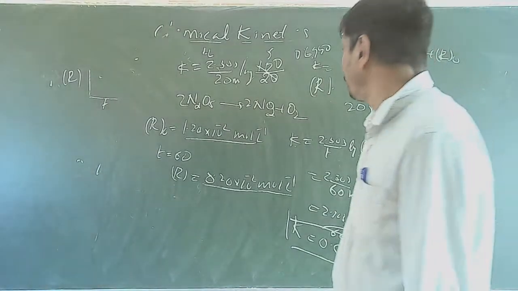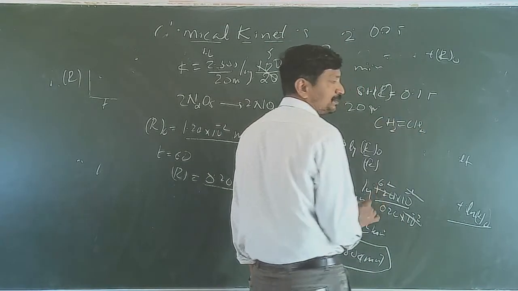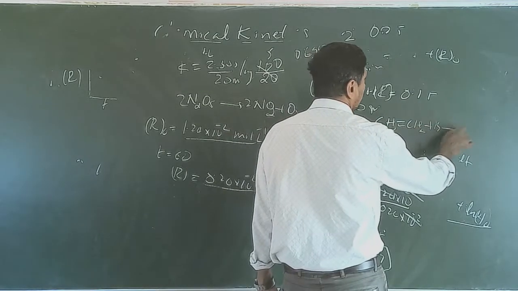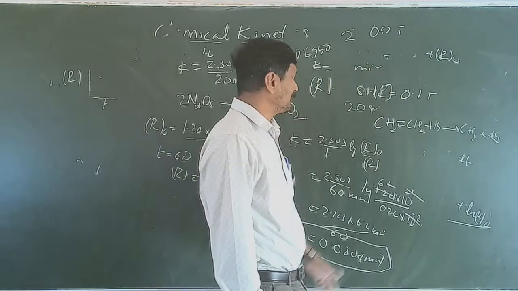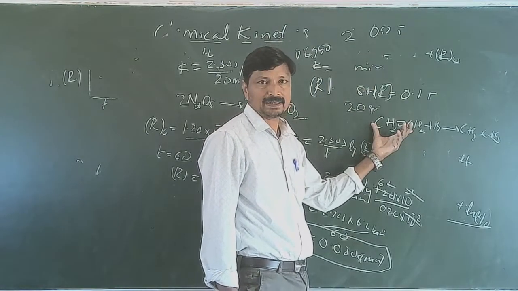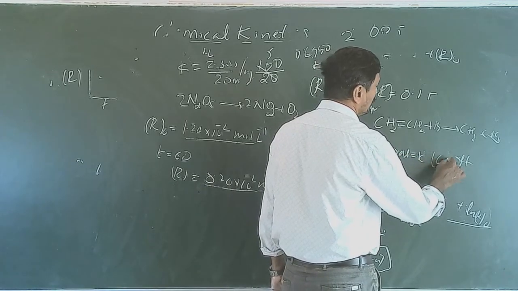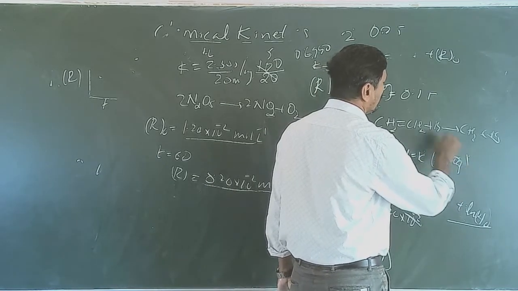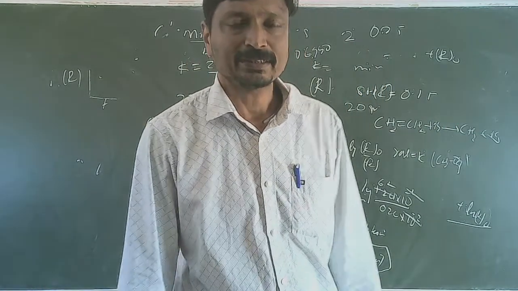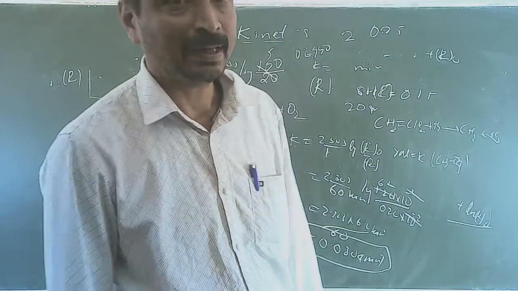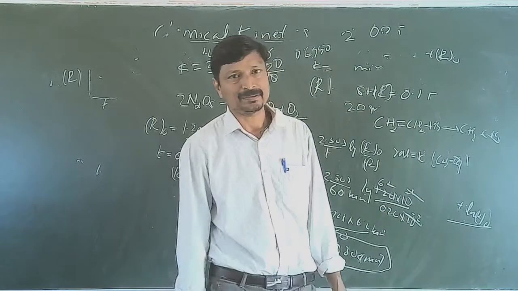Here is an example. Suppose CH2 double bond CH2, ethene, plus H2 giving rise to CH3 single bond CH3. This is first order with respect to ethene. What is the rate equation? Rate is equal to K into the molar concentration of ethene raised to 1, hydrogen raised to 0. It does not depend on hydrogen concentration. It depends only on the ethene concentration. Therefore it's a first order reaction.